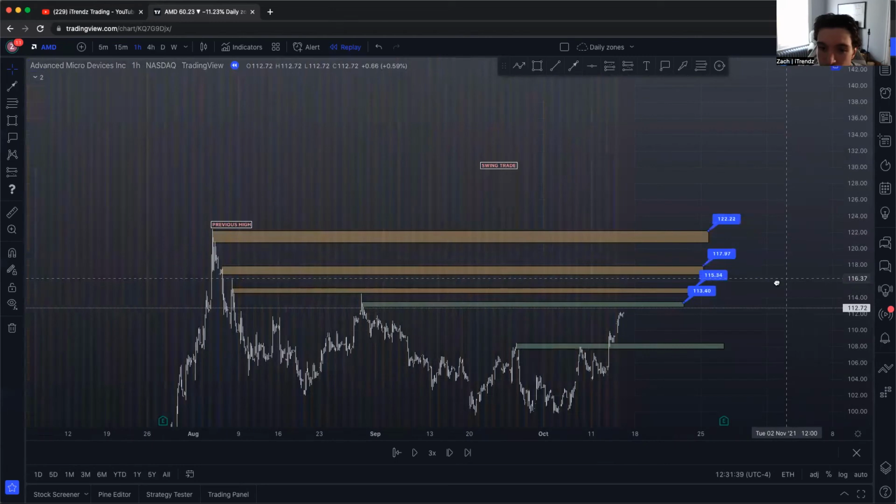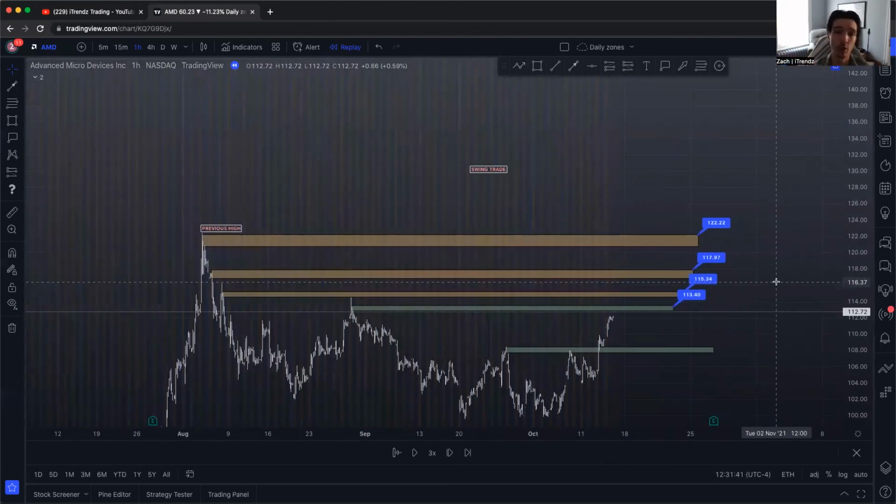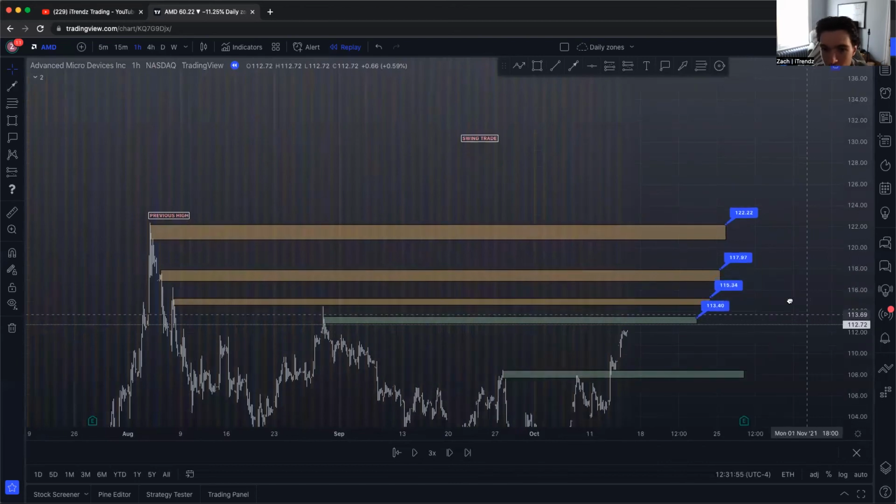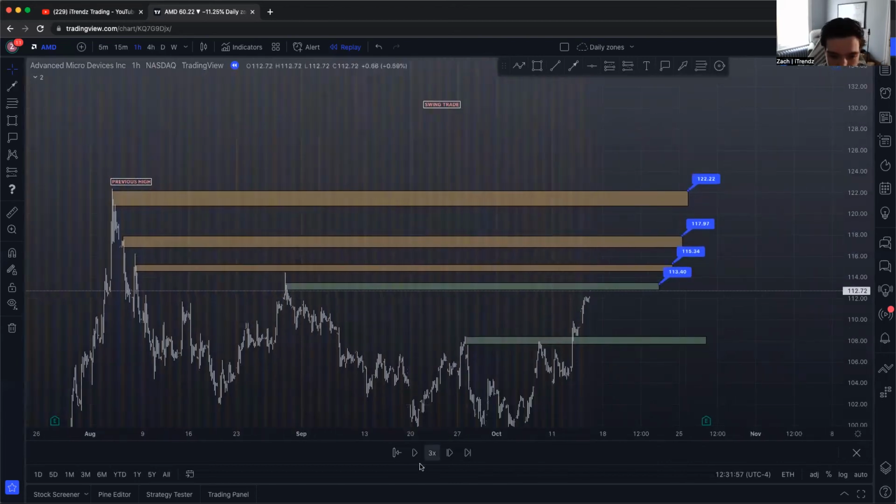So first off, just to recap, right? We're entering a swing trade. We've identified our most recent price action areas, our resistances and our supports, and we've identified our take profits. And then obviously we have our profit management system, the iTrendz 4-to-1. So let's take an entry on this trade. Let's start it up.